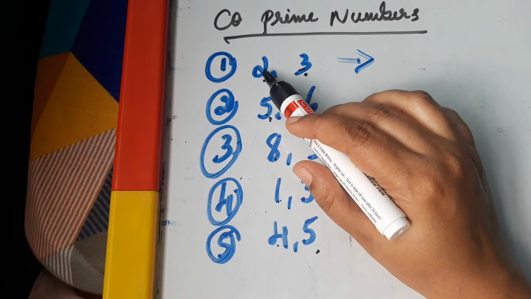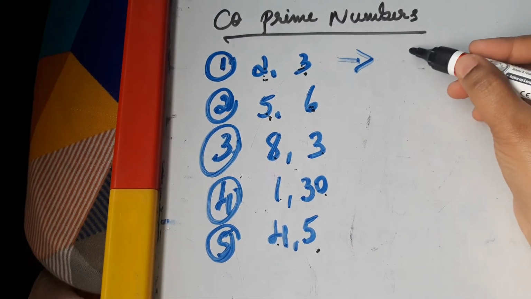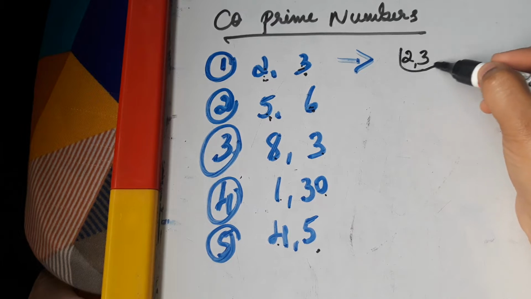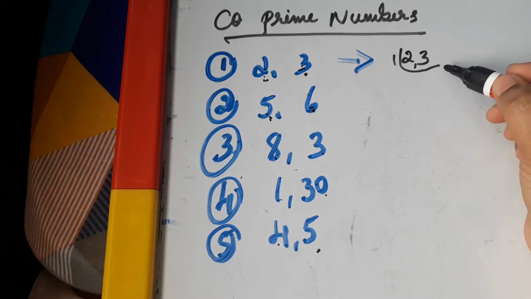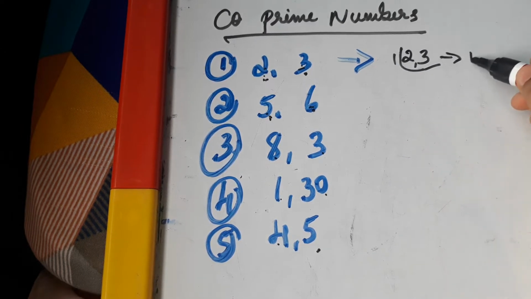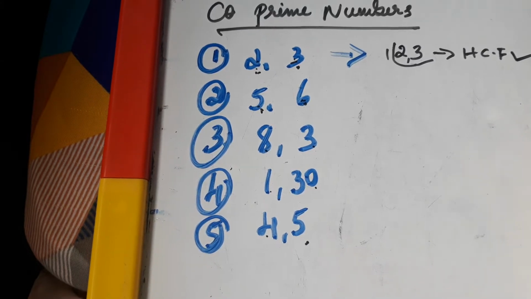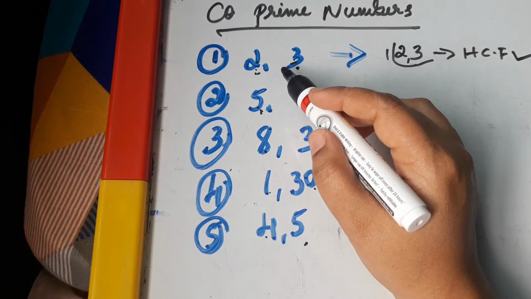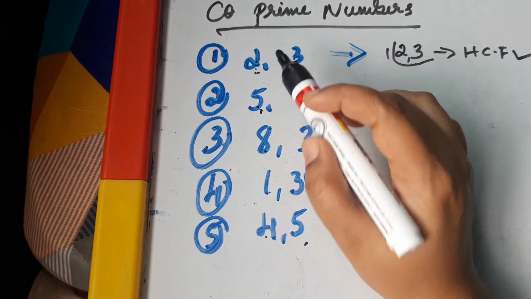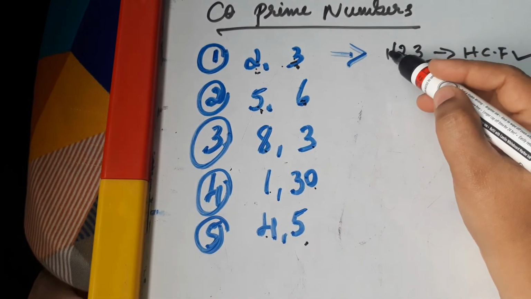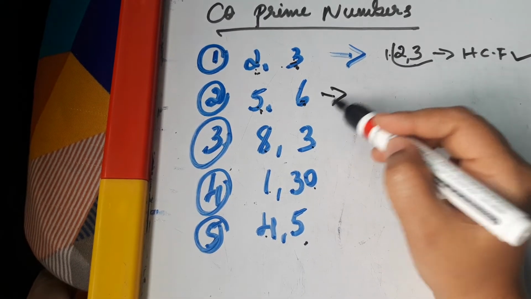So a pair of numbers is given, 2 and 3. Find the HCF. The HCF of 2 and 3 is 1. So this is a coprime pair. It means the HCF of the given numbers should be 1. The common factor should be 1, not more than that. Here, this is a coprime pair.